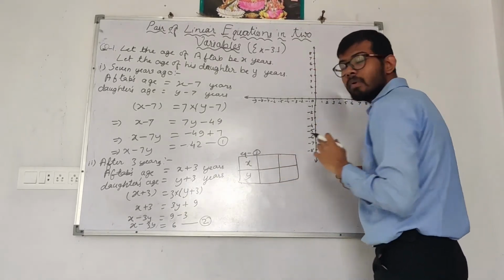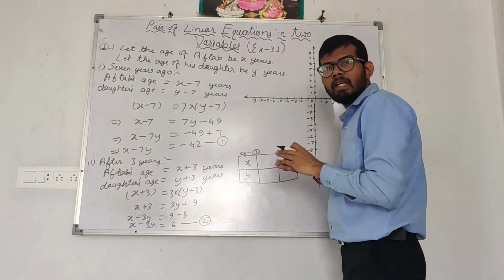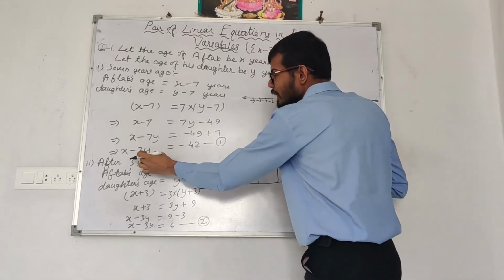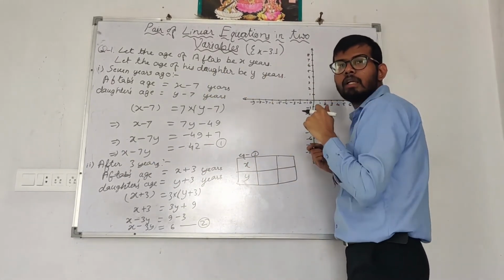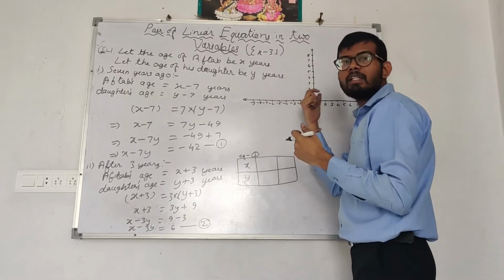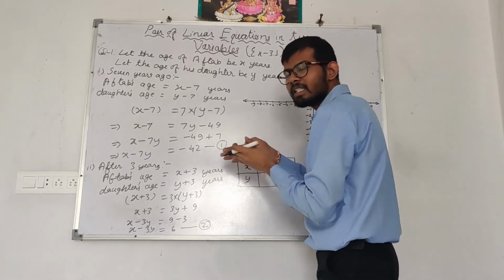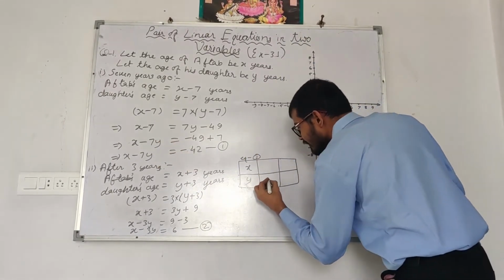Now first we have to know that the numbers of x and y should be relevant. Why relevant? Because if we put the value of y as 0, then the x value will be minus 42. That is very far, and we cannot put it in our graph clearly. So what we will do? We will find some relevant number. So we will put the value of y as 7.